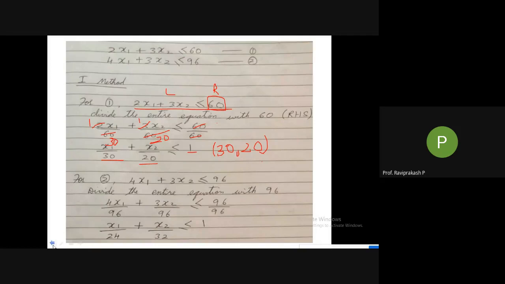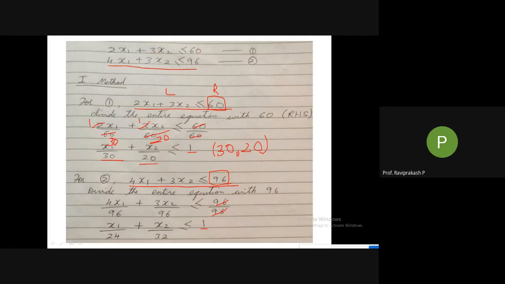Next I am taking the second equation again. Second equation is 4x1 plus 3x2 less than or equal to 96. So here also I have to make this 96 as 1. So what I have to do? I have to divide the entire equation by 96. So I'm doing the same thing here. 4x1 divided by 96 plus 3x2 divided by 96 less than or equal to 96 by 96. So this goes and it becomes 1.